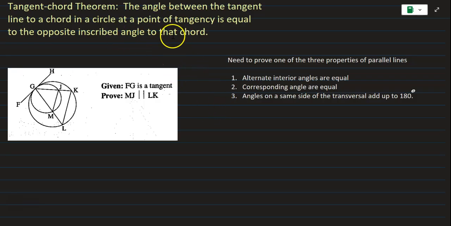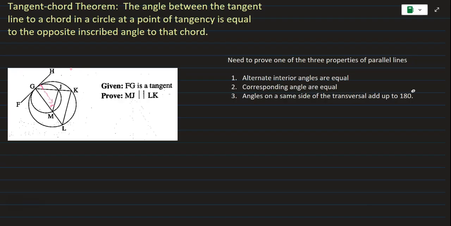Basically, what it's saying is that the angle between the tangent line and a chord in a circle is equal to the opposite inscribed angle to that chord, as long as they intersect at the point of tangency. So let me explain quickly. This angle right here, because FH is a tangent line at the point of tangency G, and GJ is a chord of the smaller circle. That chord makes an angle with the tangent line FH, and this angle is equal to the opposite inscribed angle to that chord. So here it is, that's the opposite inscribed angle to that chord.